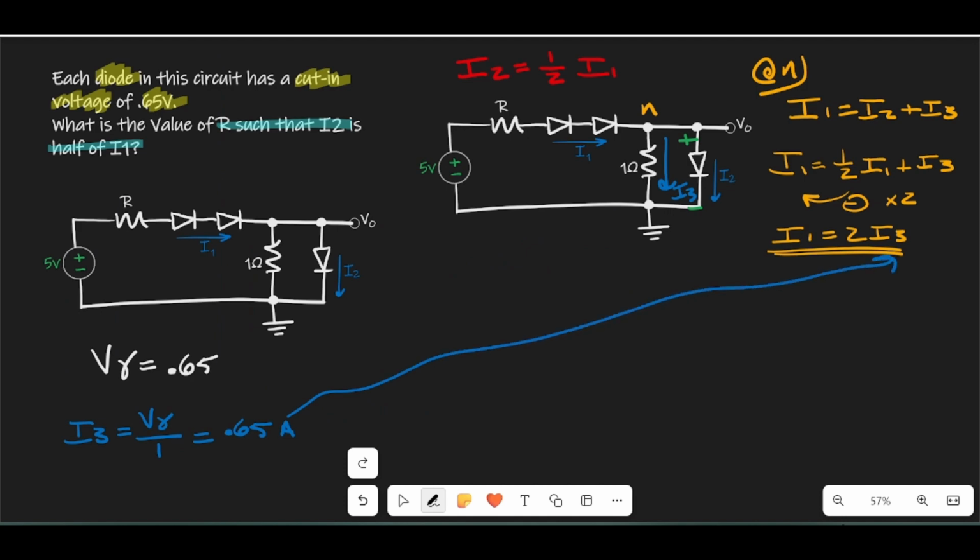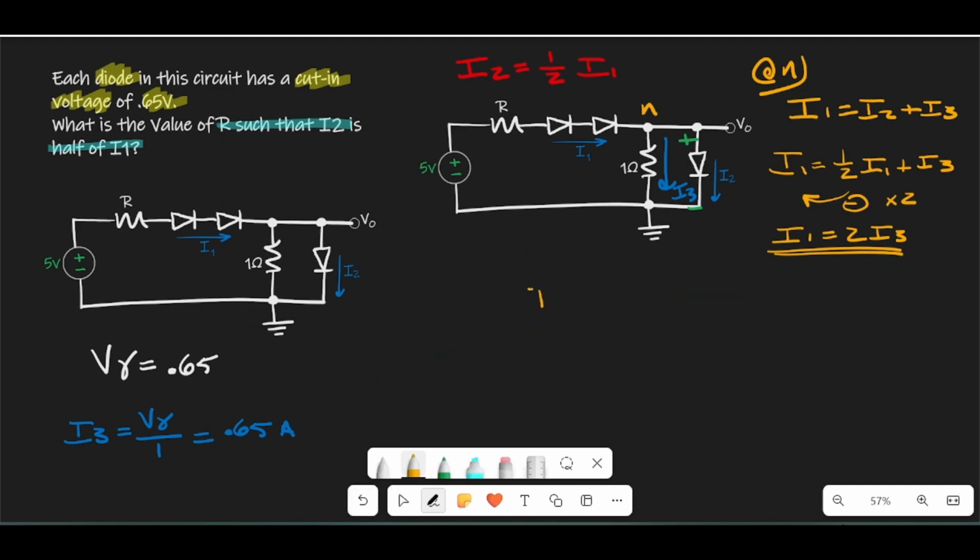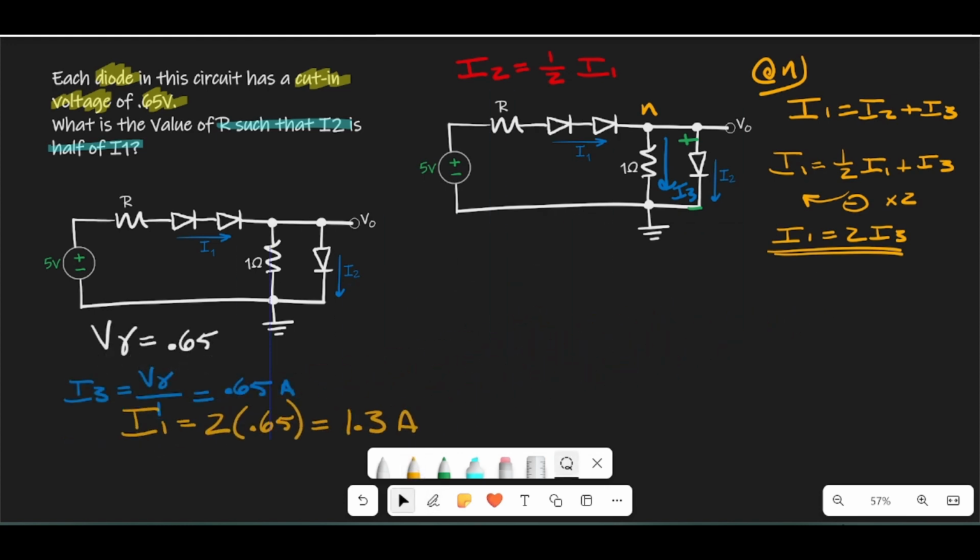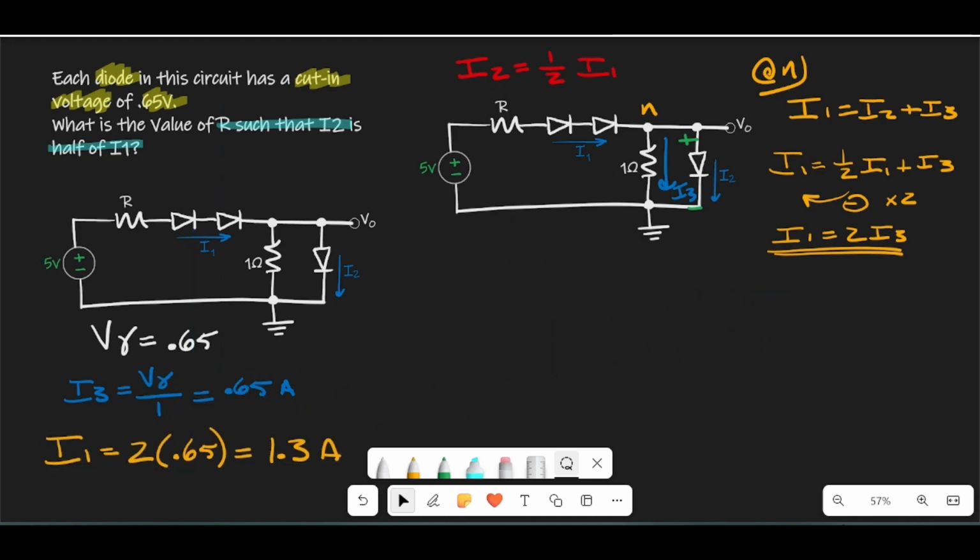We found I3 so that we could plug it back into I1. Solving engineering problems is like a mission that involves side quests. I1 ends up being 1.3 amps. All of that solved from just the opening constraint. Now how do we use that to find R? Remember, that's the main quest.